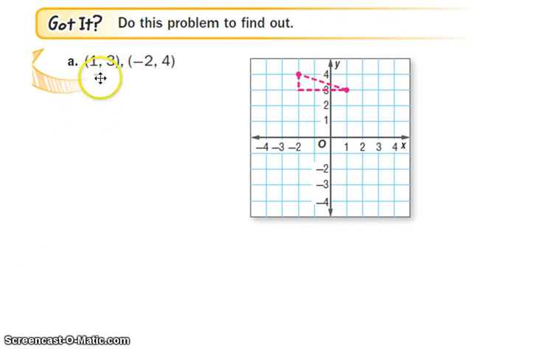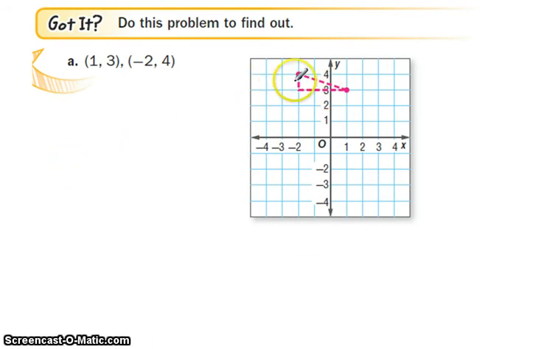The first thing you need to do is plot (1, 3) and (-2, 4) on a coordinate graph. So here are your two points right here. Here's (-2, 4), here's (1, 3). We want to find the distance between those two points, so we have to make our triangle. We need to find the lengths of the legs.